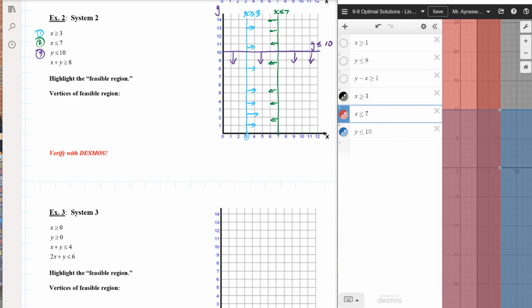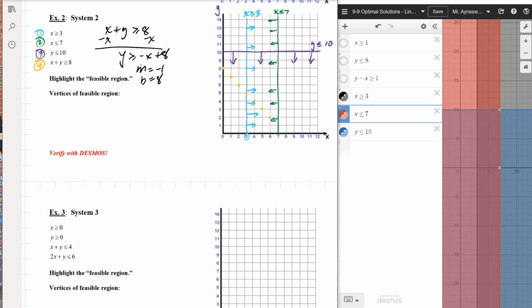Okay, and then the last one here, we've got x plus y greater than or equal to 8. If I subtract x, I get y greater than or equal to negative x plus 8. So your slope is negative 1, and your y-intercept is 8. Okay, so you start at 8. Now I'm going to pick a different color here. So I'm going to do this one in orange.